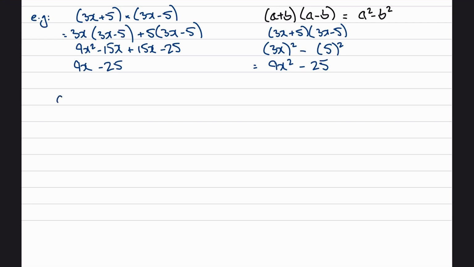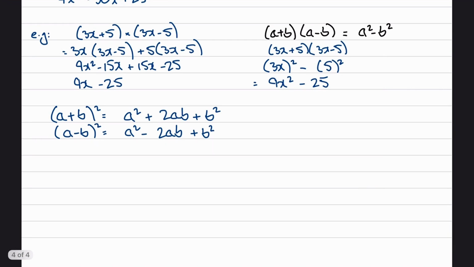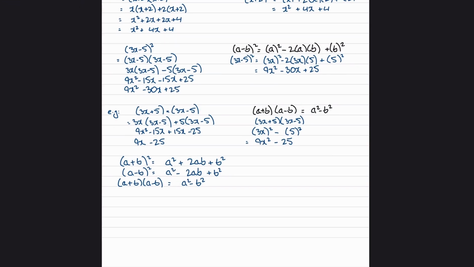So a plus b whole squared is a squared plus 2ab plus b squared. A minus b whole squared is a squared minus 2ab plus b squared. And lastly, a plus b into a minus b is a squared minus b squared.